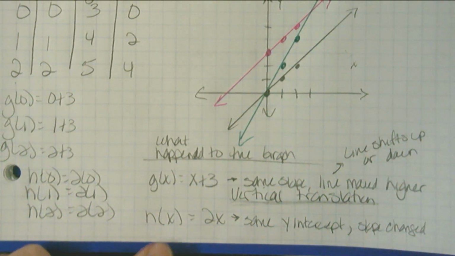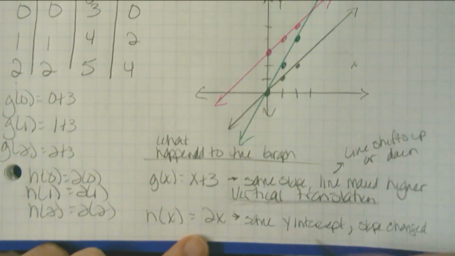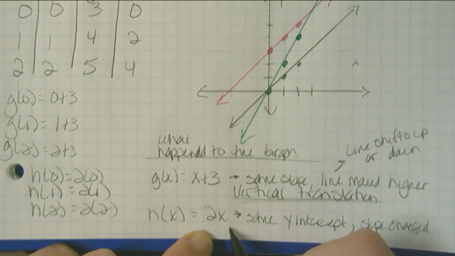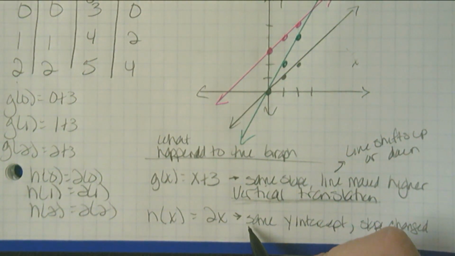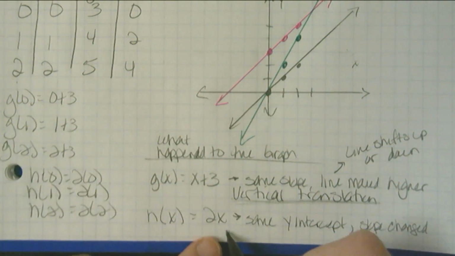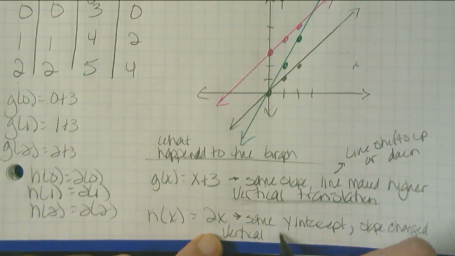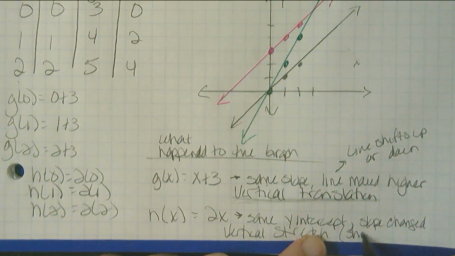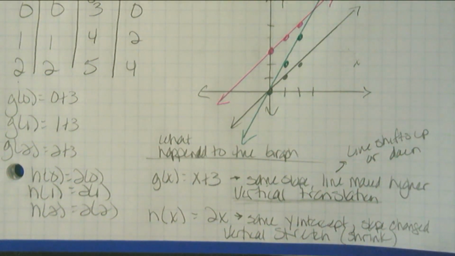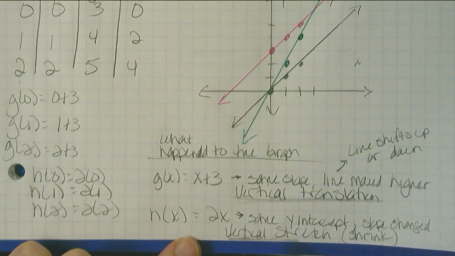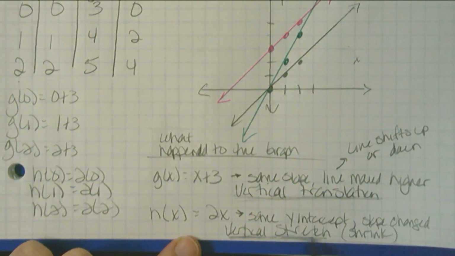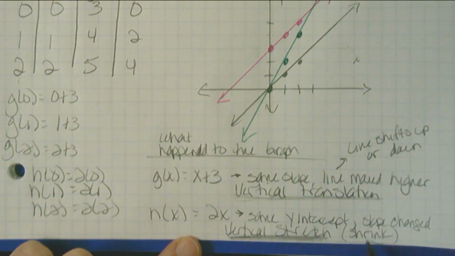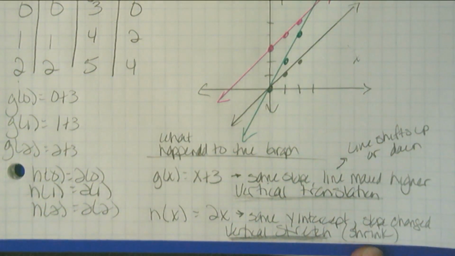All right, if you noticed here, we're going to talk a little bit about this slope change. This is going to be called a vertical stretch. I'm going to put in parentheses shrink. And I'm going to tell you the difference between those. You're going to try and tell me the difference between those. This one is a vertical stretch. But we could have a vertical shrink. And I'm going to put this on my next page so I summarize that vertical stretch or shrink differently.